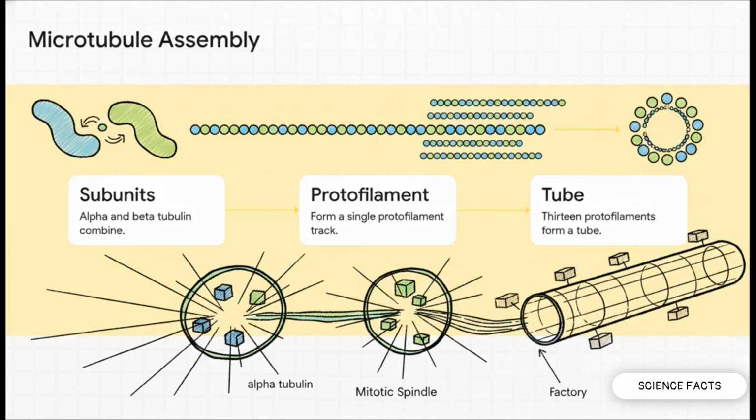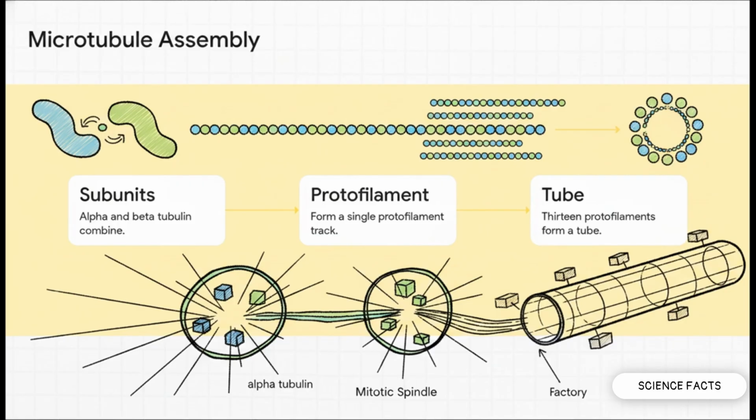Step 1, alpha-tubulin and beta-tubulin proteins combine to form a basic molecular building block. Step 2, these blocks link up end-to-end to form a single continuous track called a protofilament. And step 3, exactly 13 of these small specialized tracks align in a circle to form a complete, sturdy microtubule.